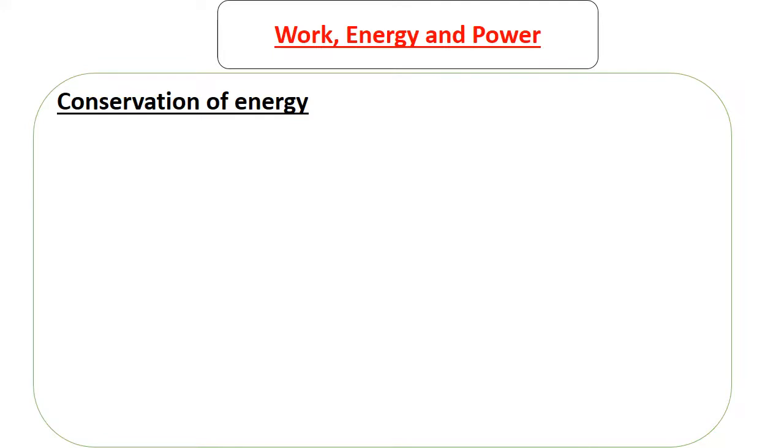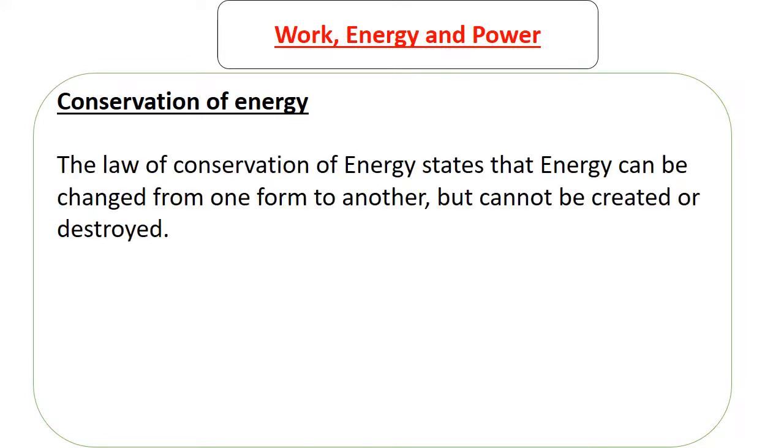Now we start conservation of energy. Conservation of energy is a law which states that energy can be changed from one form to another, but cannot be created or destroyed. So if you have eaten food, and that food gives you 100 joules of energy, whatever you do, you cannot destroy that energy and you cannot create more energy. What's going to happen is you are going to be changing that energy into other forms, but the total sum of energy is going to be the same.